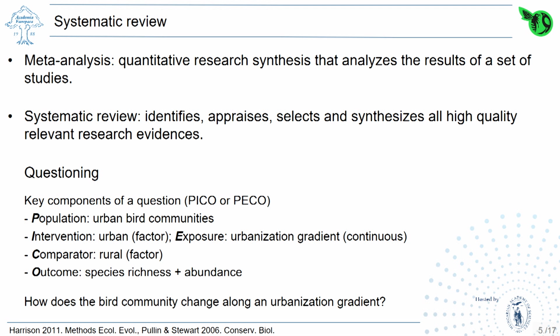So now let's focus on this topic, and I show you this in a little didactic way. So what is this meta-analysis? Meta-analysis is basically a quantitative research synthesis where we analyze the results of a set of studies, and this is always embedded in a larger set of methods which is called systematic reviews. In systematic reviews, we systematically identify, evaluate, select, and synthesize all available high-quality research evidence.